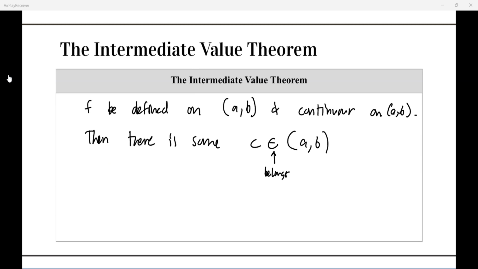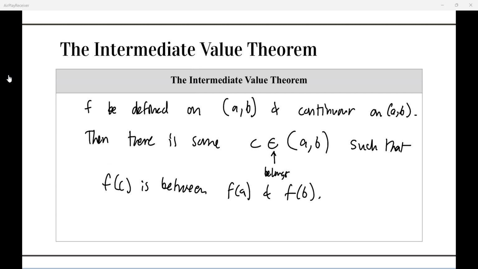So it's just saying that c is some number between a and b, such that f of c is going to be between f of a and f of b, between those y values. So it's really just a fancy way of saying that there is some x between a and b that we can plug in to get a y value that's somewhere between f of a and f of b.